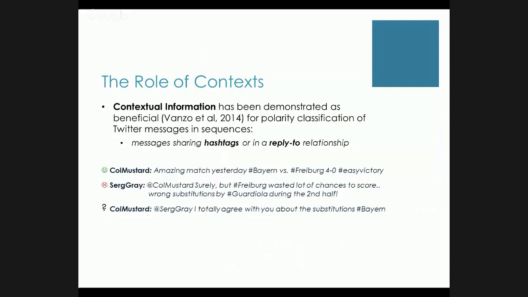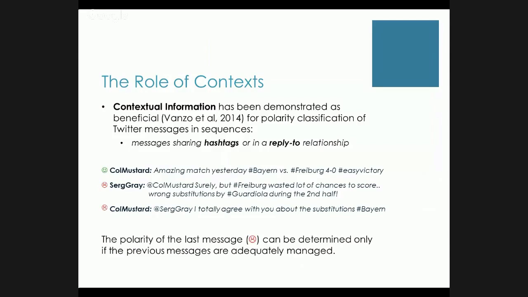So the idea that we present in this work is that in order to recognize the polarity of a tweet, we can usefully exploit the observation of previous tweets, the context, maybe in the reply-to chain or otherwise messages sharing the same hashtags. In previous work, we modeled this context like a stream, a sequence of messages. So the problem was mapped to a sequence classification problem.